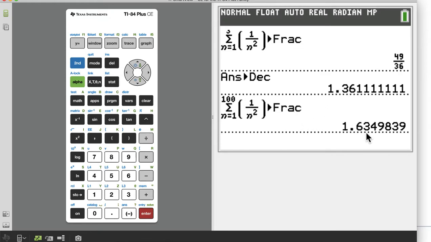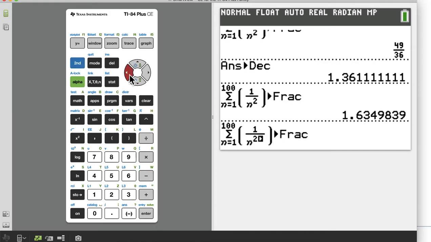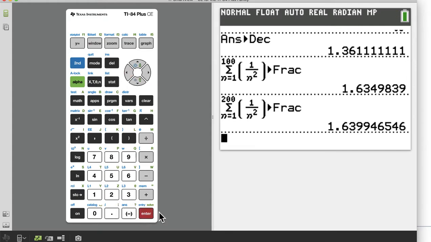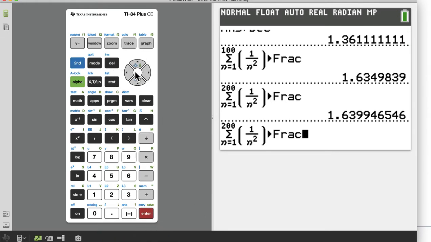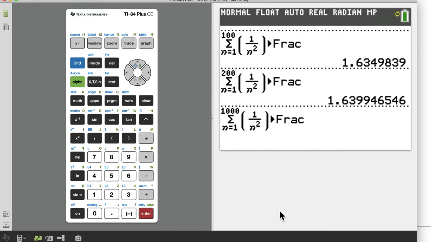1.361 to 1.635. Okay, let's make that into 1,000. I'm sorry, I said 200 next, didn't I? So let's do 200. Okay, 1.6399, so 1.640. Okay, and now if I make that into 1,000, got 1,000 there.